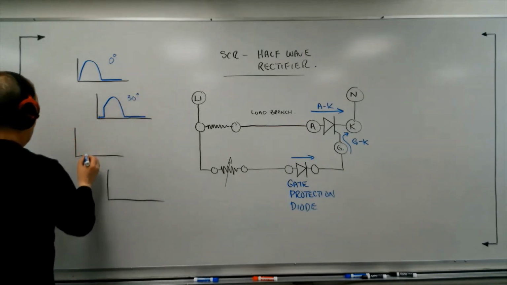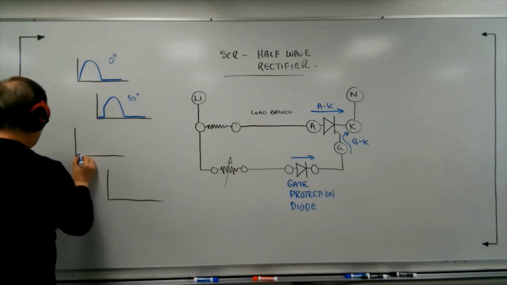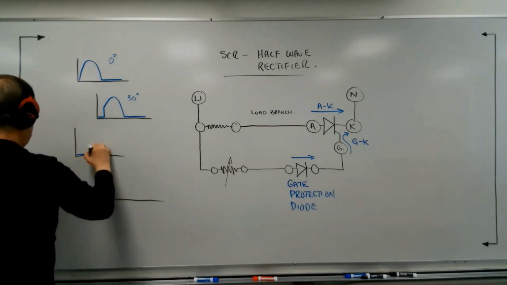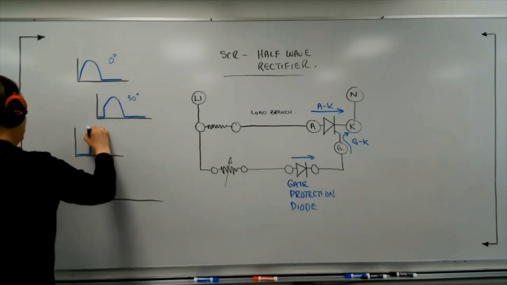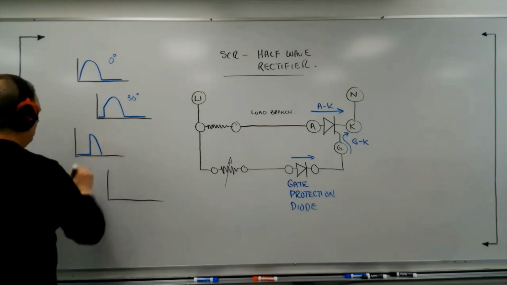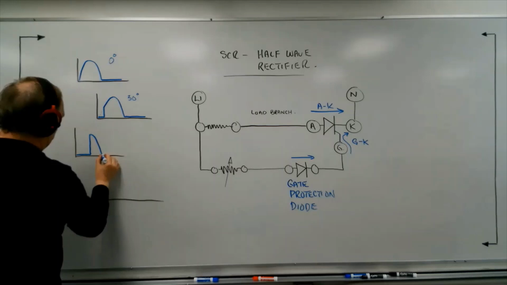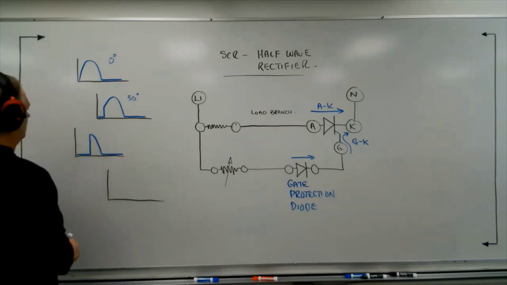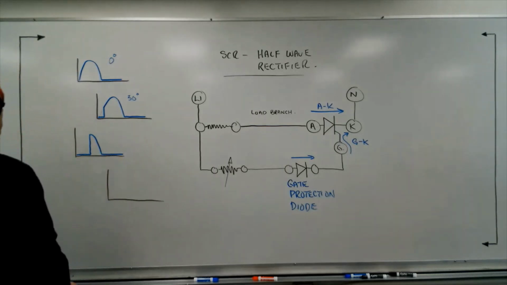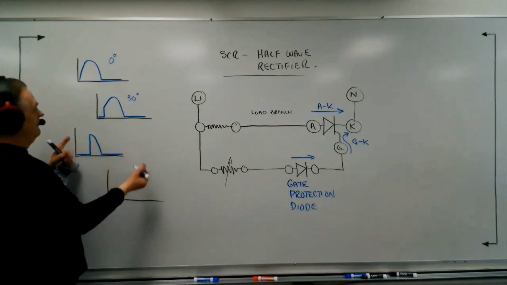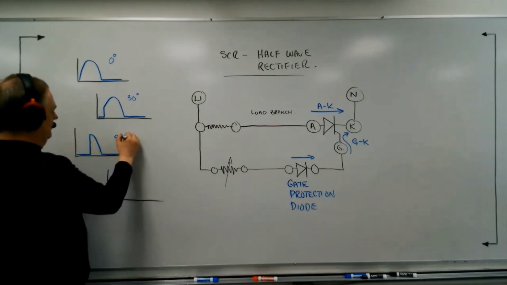Now, what would it look like at 90 degrees? Well, it's going to block like this. Then it's going to turn straight on. We're at 90 degrees, so now we're going to just see that last quarter there, and this will turn off like this. So what I want you to see, this would be 90 degrees firing angle.